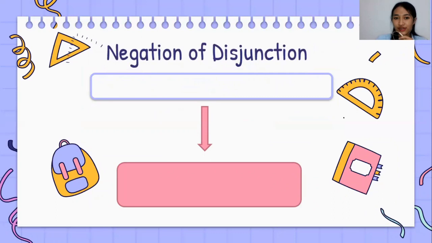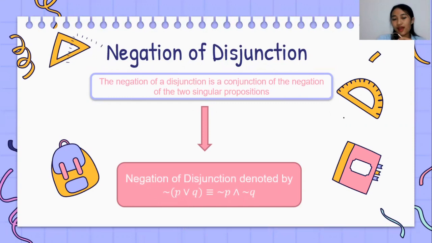Negation of disjunction. The negation of a disjunction is a conjunction of the negations of the two singular propositions. The negation of disjunction is denoted by negation (P or Q) equals negation P and negation Q, like this.